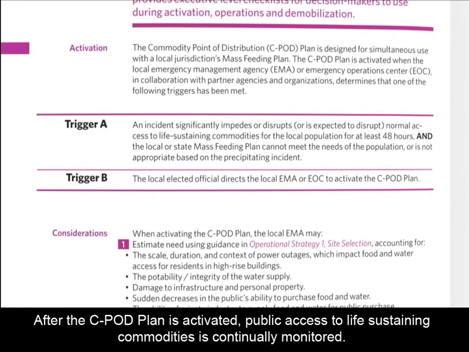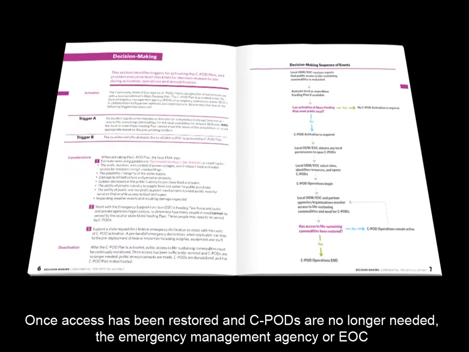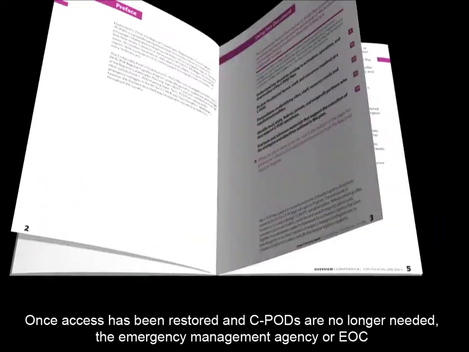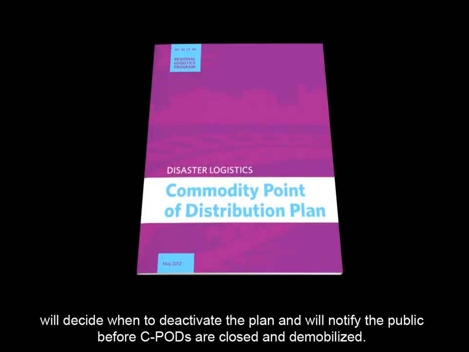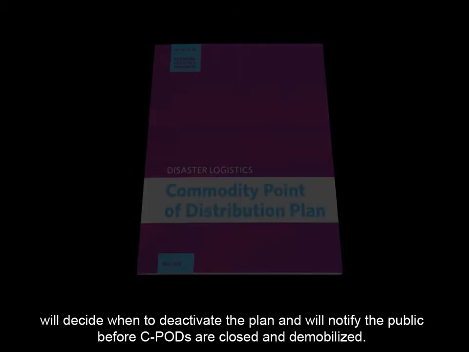After the CPOD plan is activated, public access to life-sustaining commodities is continually monitored. Once access has been restored and CPODs are no longer needed, the Emergency Management Agency, or EOC, will decide when to deactivate the plan and will notify the public before CPODs are closed and demobilized.